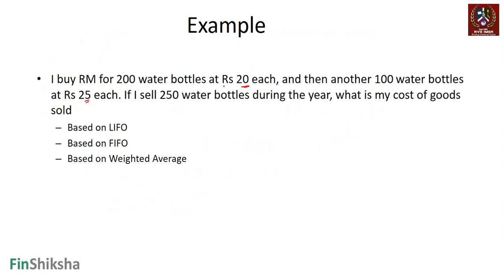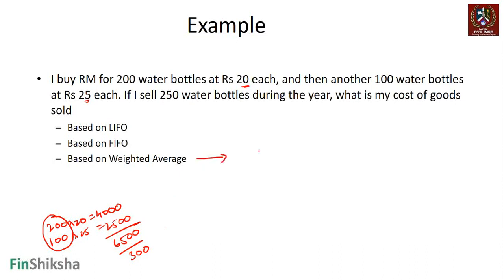So let's look at the cost of water bottles. Raw material is 200 at 20, so that's 4,000, right? And then another 100 at 25, so that's 2,500. So total is 6,500 and total number of bottles is 300. If I divide 6,500 by 300, that will give me the weighted average cost if I'm selling 250 bottles, right? So per bottle, that will be around 21.6 rupees.